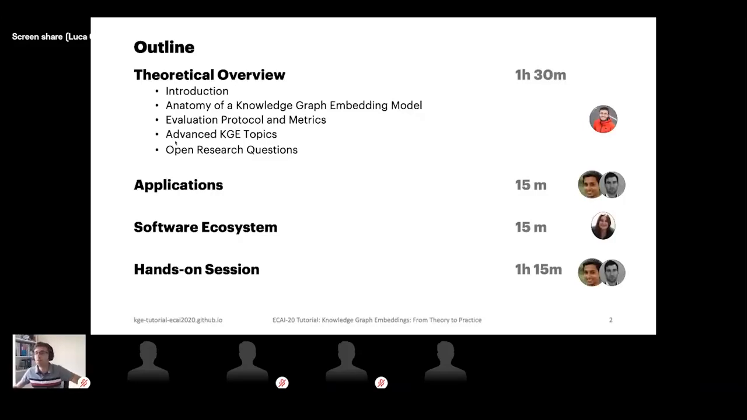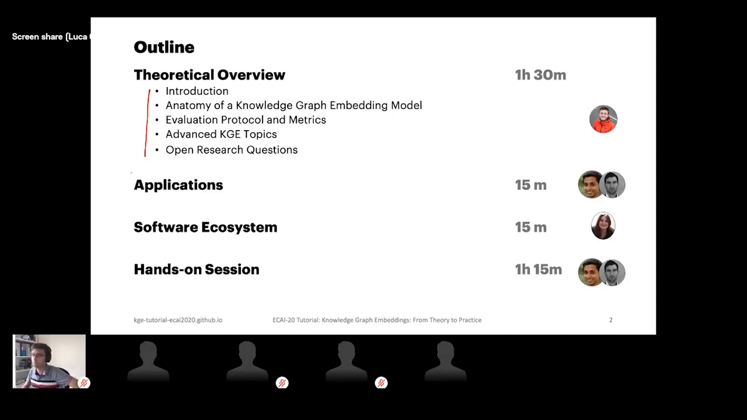Just a few words on the outline. We have quite a lot of ground to cover. We're going to start with the theoretical overview, and we're going to see how knowledge graph embeddings work in practice, what they are, and evaluation protocols. Then we're going to talk about advanced topics and open research questions, and that will be with myself for about an hour and a half. The last 15 minutes will be a Q&A session, so that you can ask questions.